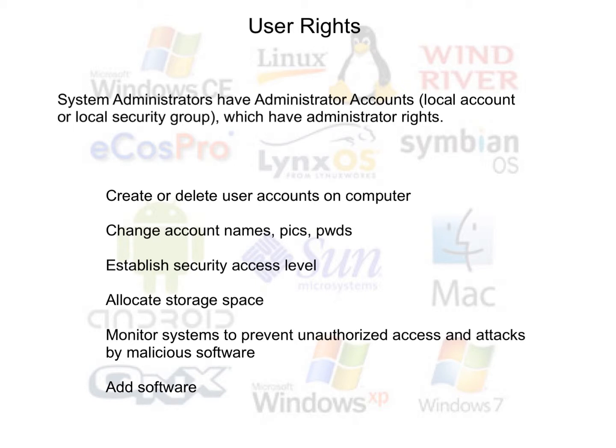We spoke earlier about how operating systems control our file systems. Well, system administrators are the people who have administrator accounts, which means they've got these rights that can determine what permissions everybody has. We call these user rights. So system administrators can add and delete accounts on the computer. They can change account names. They can even add the security access.